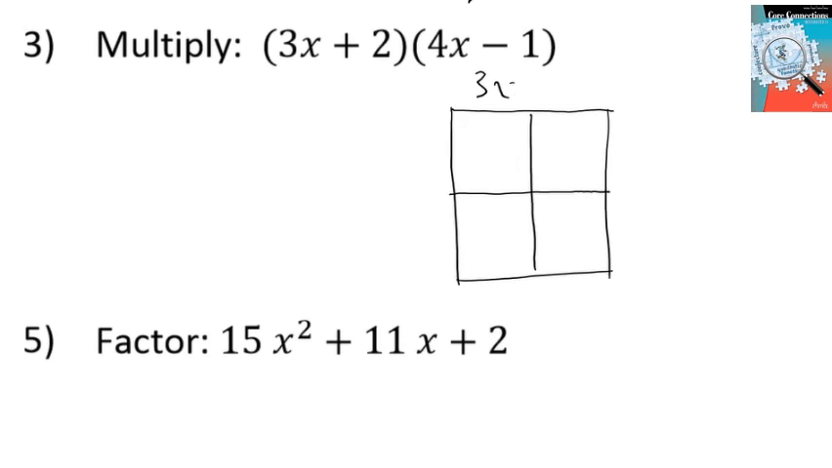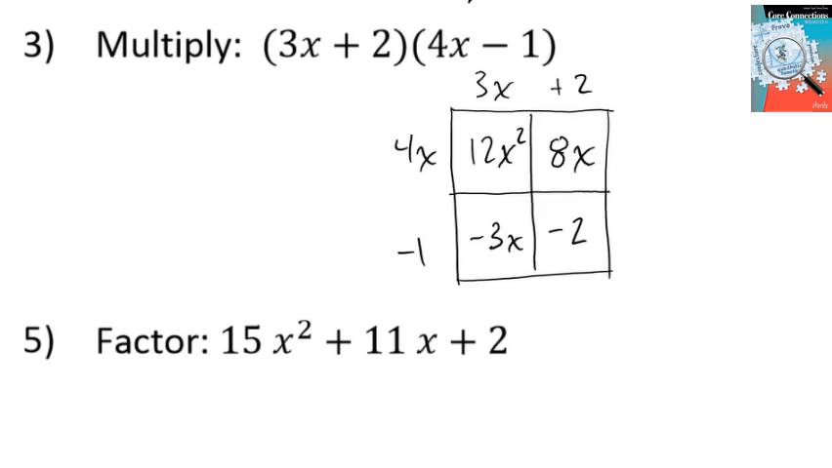Across the top, I'm going to write 3x and then a positive 2. And then down the left-hand side, I'll write a 4x and a negative 1. So I need to find the area of each of these individual squares. This first one is 12x squared. 3x times 4x is 12x squared. The one immediately below that would be negative 3x. Over here to the right of that, I should have a negative 2. And then my last box would be a positive 8x.